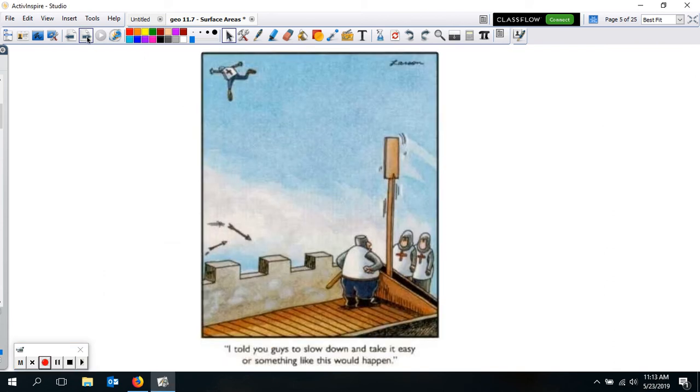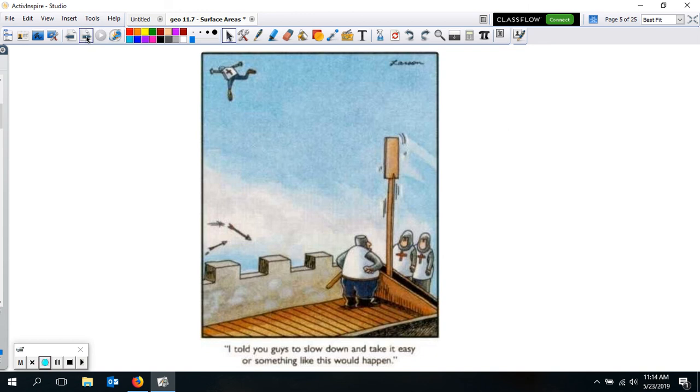Far Side, back in the, I guess this would be like the medieval ages. I told you guys to slow down and take it easy. Something like this would happen as they launched one of their friends out into the enemy. I suppose they were supposed to be launching rocks or something like that.